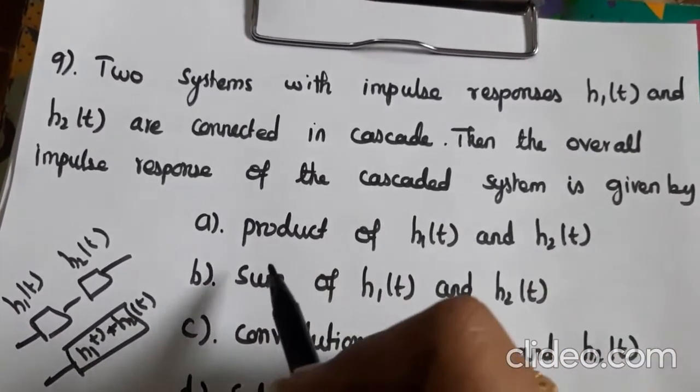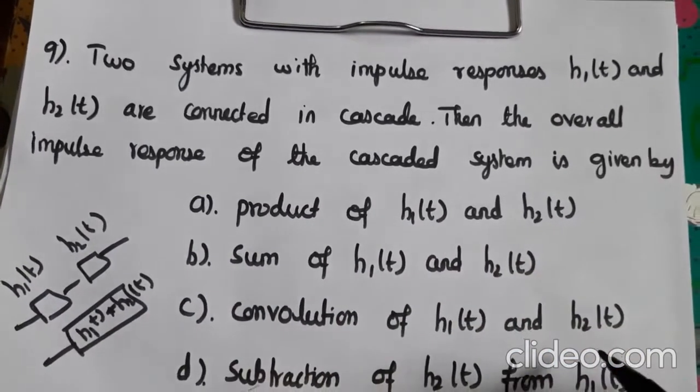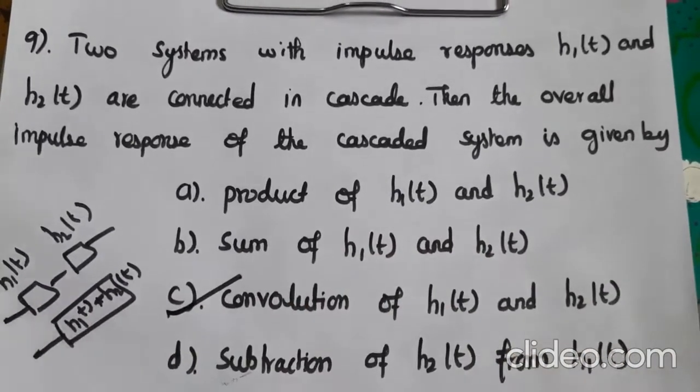So cascade means it is replaced with the convolution of the two, h1 of t and h2 of t. So here the answer is C.